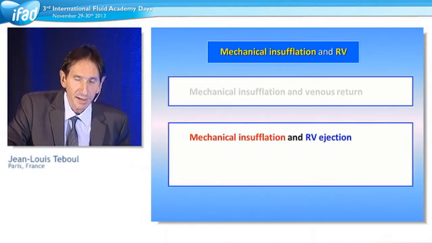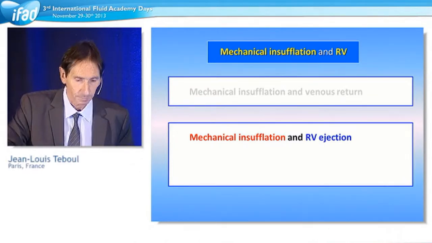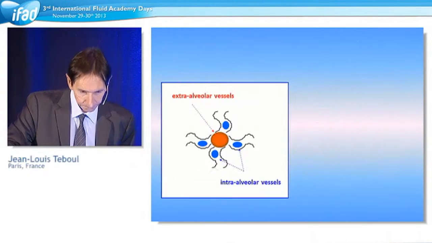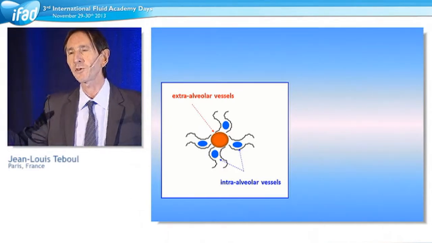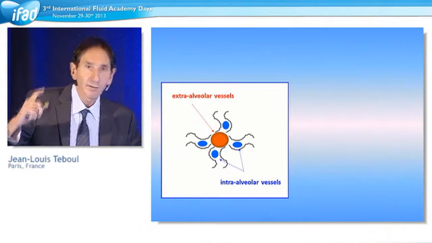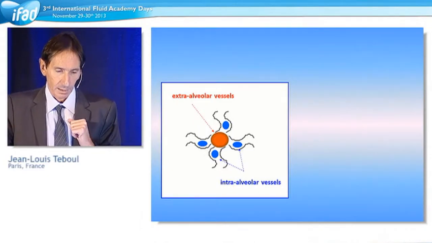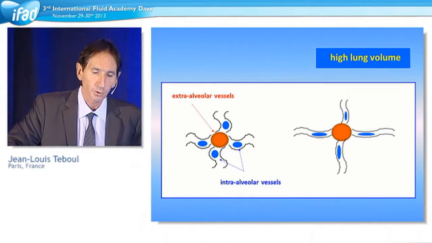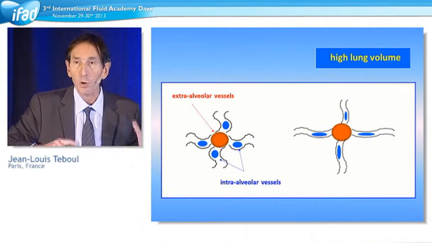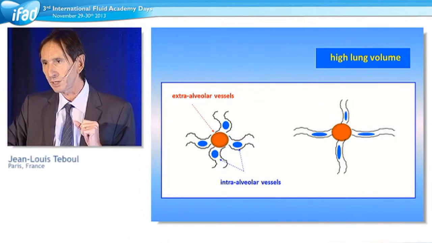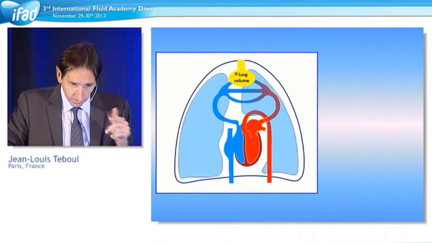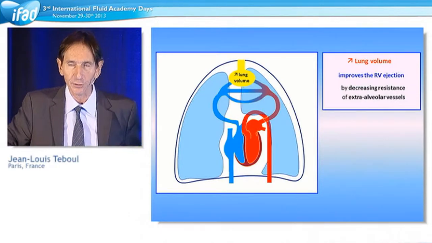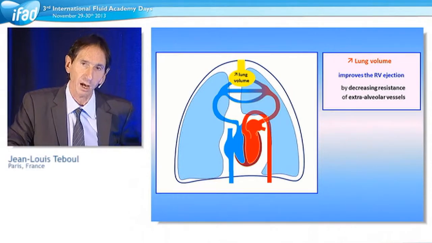Now, what about the effect of mechanical insufflation on right ventricular ejection? We have to deal with the relationship between pulmonary vascular resistance and lung volume. You know that we have two categories of capillaries: extra-alveolar vessels and also intra-alveolar vessels. And if you increase the lung volume, for example, at each insufflation, you should have a dilation of the extra-alveolar vessels, but a squeezing of the intra-alveolar vessels. So, increasing lung volume would result, in fact, in improvement of the right ventricular ejection by decreasing the resistance of extra-alveolar vessels because of the dilation.